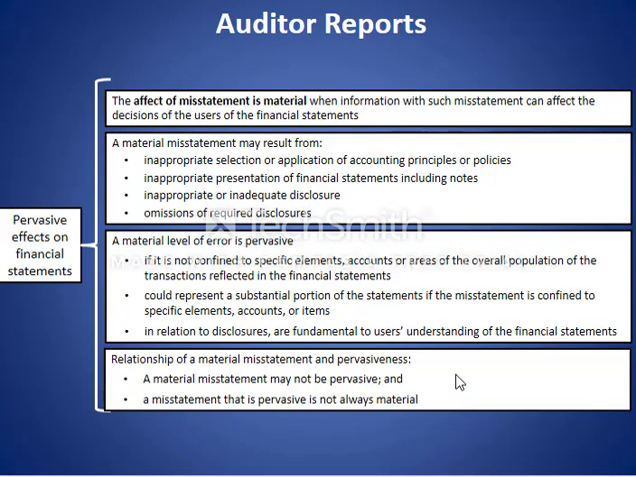And on the other hand, if it is a material item and it affects large portions of a single financial statement, or it affects major portions of multiple financial statements, it's probably considered pervasive. Now, if we talk about the relationship of material misstatement and pervasiveness, we can say this, and it's pretty obvious once you understand the term pervasive. A material misstatement may not be pervasive, and a misstatement that is pervasive is not always material. In other words, they can be mutually exclusive, and they can also be mutually inclusive.